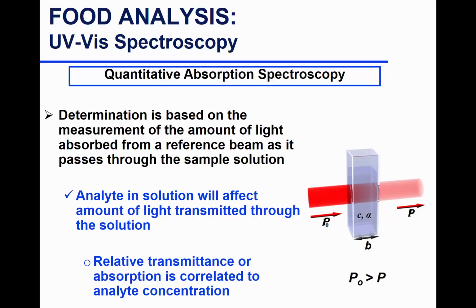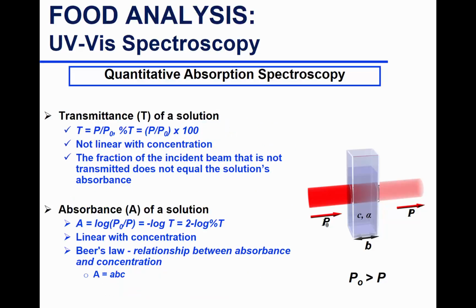So relative transmittance, meaning the exiting beam over the incident beam, and/or relative absorption is what is correlated to concentration. And here's the correlation. Transmittance, like I said, is P over P0. And if we want percent transmittance, it is the relative transmittance times 100. But this is not linear with the concentration.